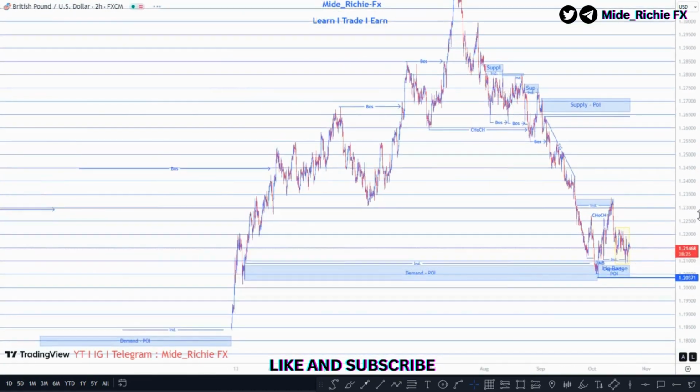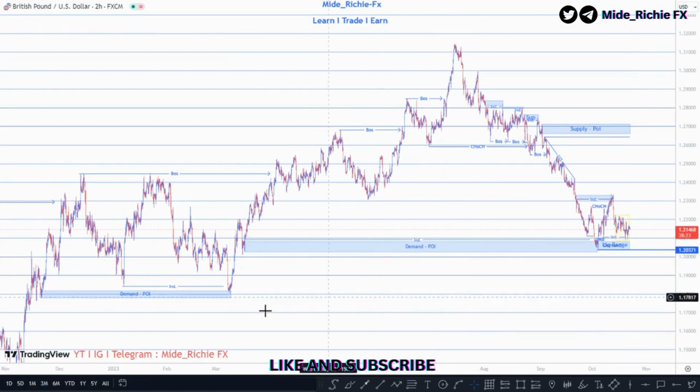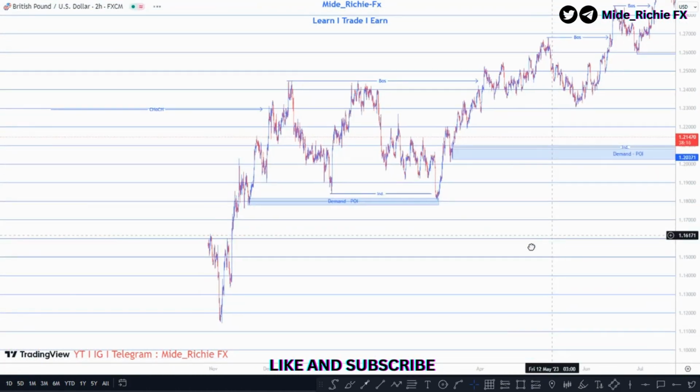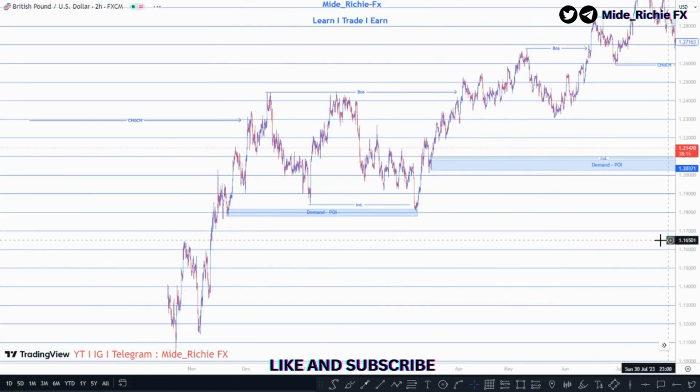And this is basically my analysis on GBPUSD. I'm not really going to delete all this analysis. I will just explain why I drew all these lines on my chart. You guys can see that we are very much bullish on the low from the higher time frame on GBPUSD.